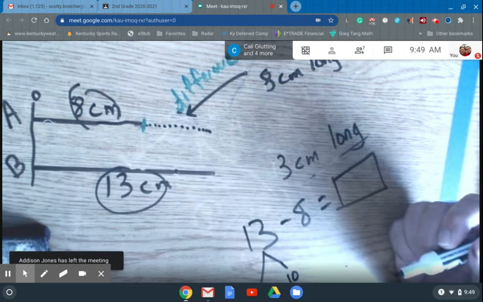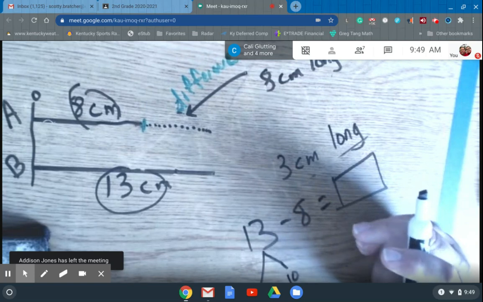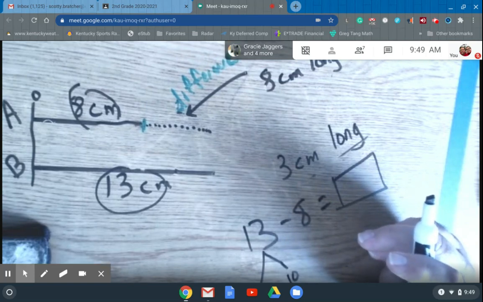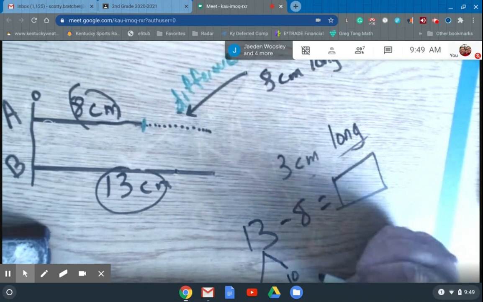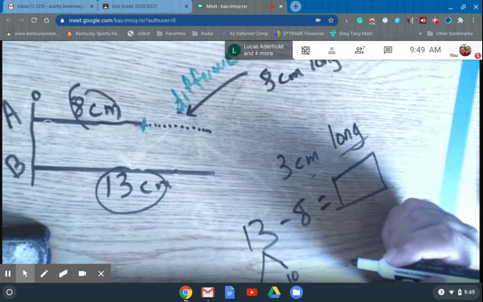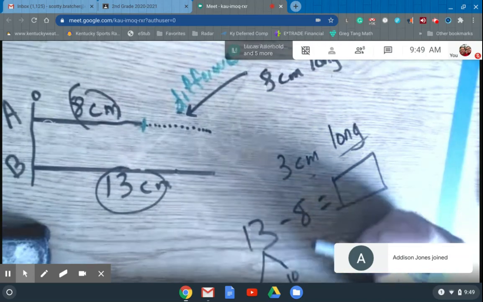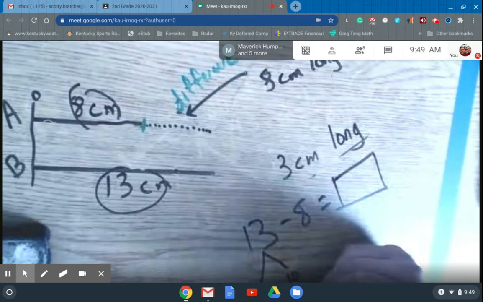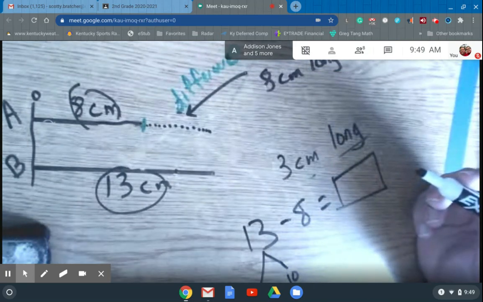Can I get $8 out of a $10 bill? I can. Now, I'm going to have to bust it and make it ones, right? Or I can make it some fives, and that would work. But it still works. I can get 8 out of 10. I couldn't get 8 out of 3. And that's what the take from 10 strategy is.